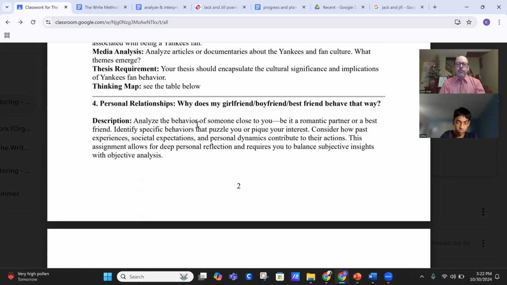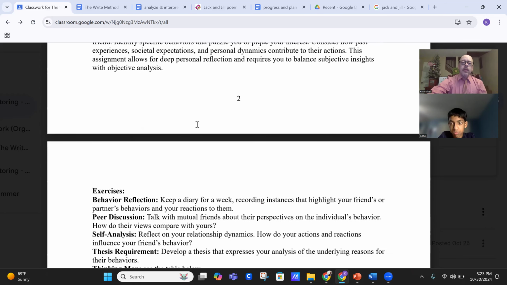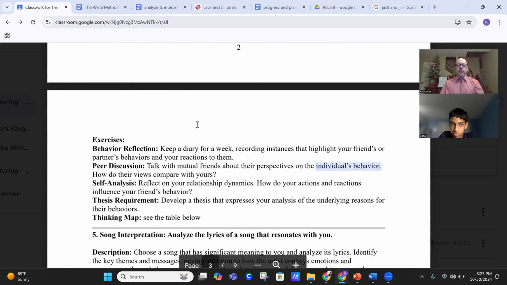Okay. Personal relationships. Why does my girlfriend, boyfriend, best friend behave that way? Analyze the behavior of someone close to you, be it a romantic partner or a best friend. Identify specific behaviors that puzzle you or pique your interest. Consider how past experiences, societal expectations, and personal dynamics contribute to their actions. This assignment allows for deep personal reflection and requires you to balance subjective insights with objective analysis. I think that's a pretty fun one to do.